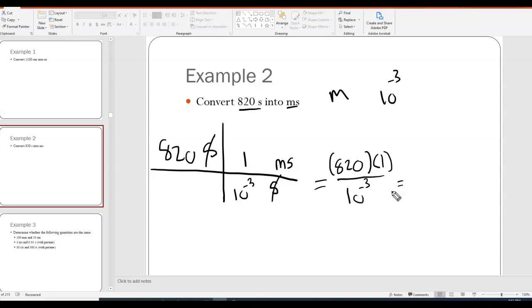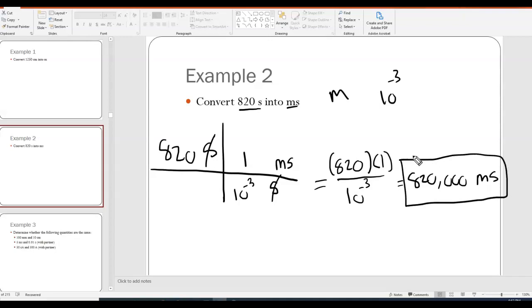Okay, so the answer that you should have gotten is 820 divided by 10 to the negative 3, and that should be 820,000 milliseconds. Okay, so that is the answer to example 2.